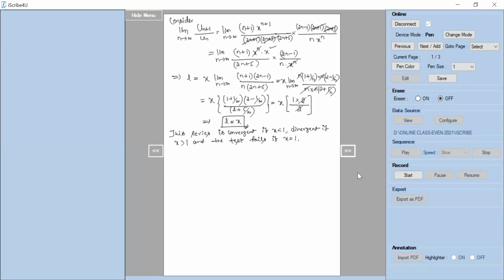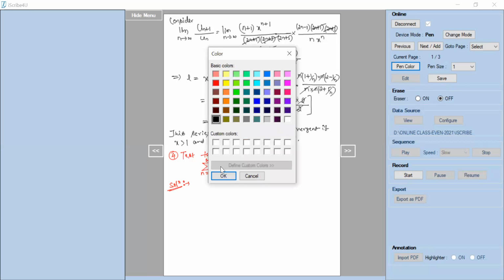So I'll take one more problem of D'Alembert's, the fourth one. Test the nature of the series: sigma n equals 1 to infinity of (4 into 7 into etc. up to 3n+1) divided by (1, 2, etc. up to n) into x to the power n. So this is the problem given. Let us see how to verify the nature of this, whether it is convergent or divergent.